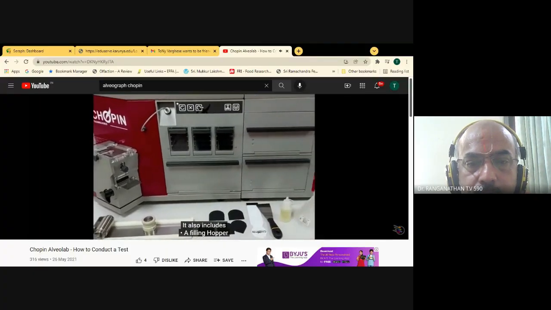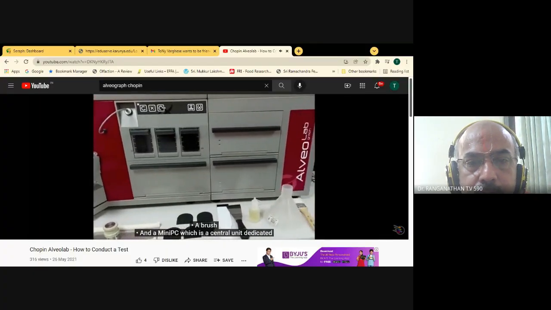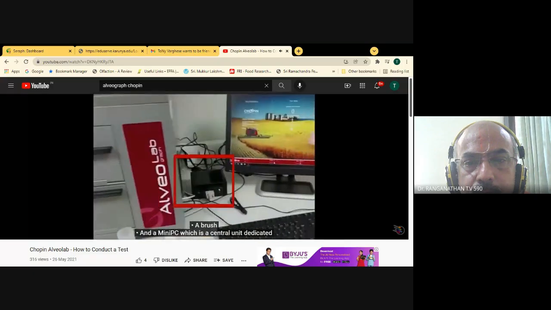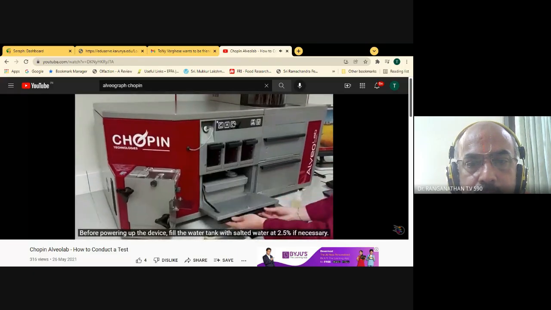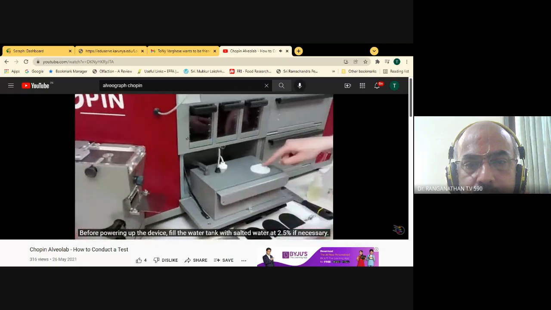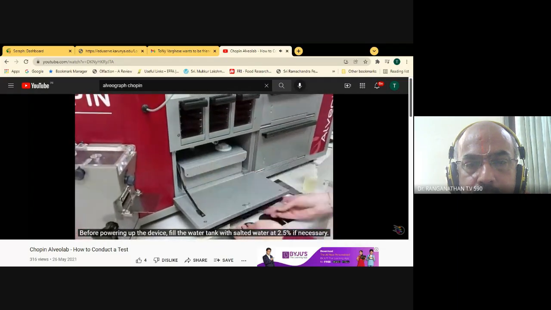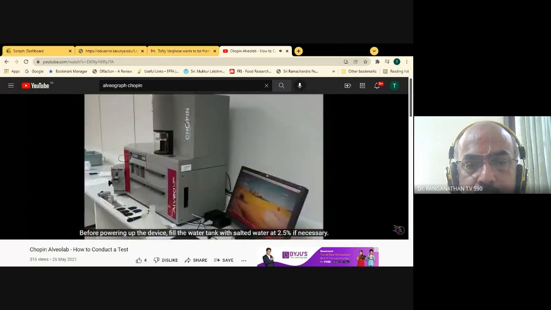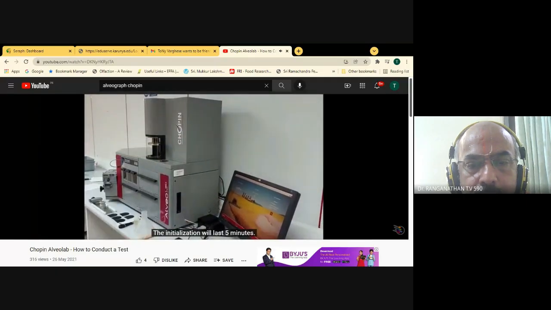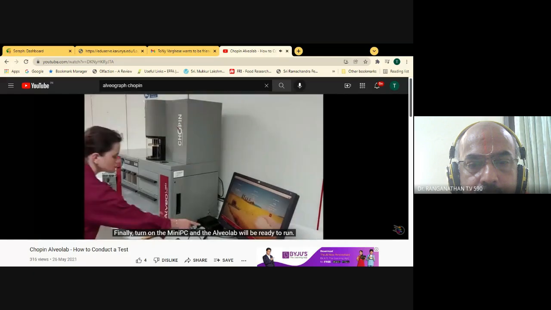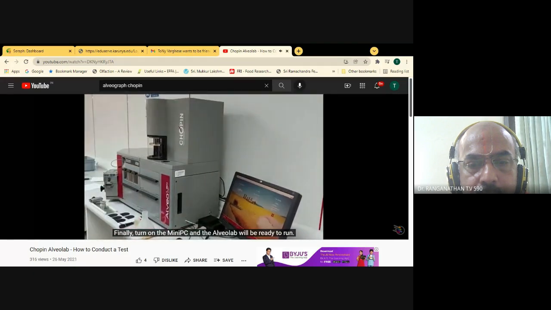It also includes a filling hopper, a brush, and a mini PC, which is a central unit dedicated to run the alveolab. Before powering up the device, fill the water tank with salted water at 2.5% if necessary. Turn on the device with the power button. The initialization will last 5 minutes. Finally, turn on the mini PC and the alveolab will be ready to run.